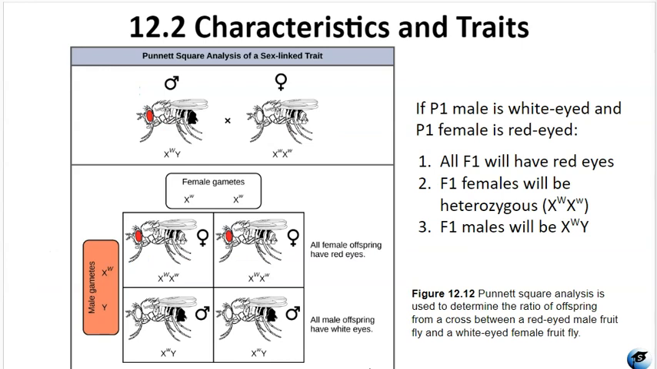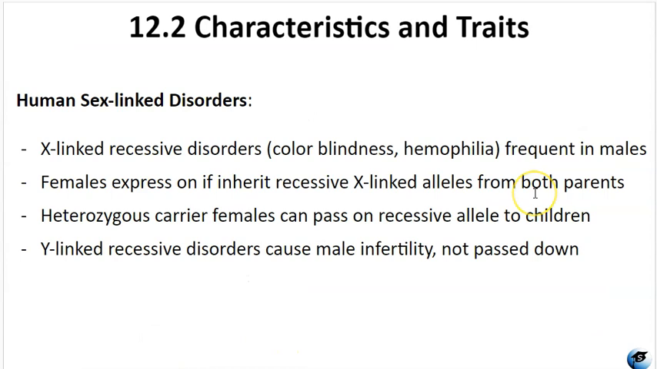So eye color in fruit flies is one of the first X-linked traits studied. The wild type eye color is red, and red is dominant over white. If the male expresses the white-eyed phenotype and the female is homozygous red-eyed, then that means that all of the F1 generation will have red eyes. F1 females will be heterozygous. F1 males will all have white eyes. The discoveries made in fruit fly genetics can be applied to humans as well.